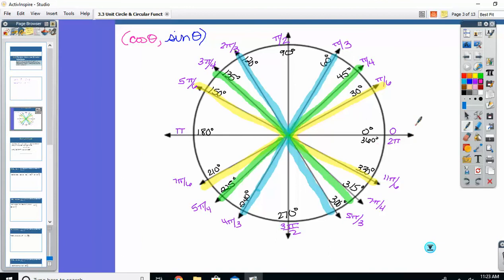I'm going to try to use one color for all my x values and a second for my y's. You can do it however you want. I'm just trying to color code my sine and cosine. As I go up, okay, pi over 6, that's like my 30 degrees. The x is my cosine. What is the cosine of 30 degrees? Radical 3 over 2. Comma, what is the sine of 30 degrees? Radical 1 over 2, which is a half.